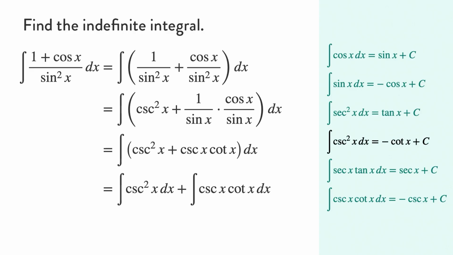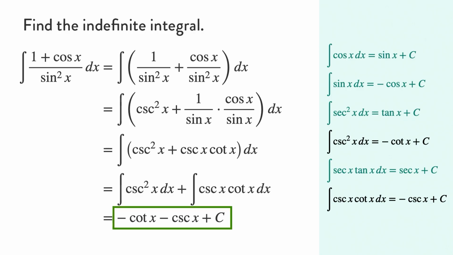The integral of the cosecant of x squared dx is negative cotangent of x. And the integral of the cosecant of x times the cotangent of x dx is negative cosecant of x. And don't forget the constant, plus c. It may take some practice rewriting these kinds of integrals to get them into a form where you can apply a formula, but keep at it.